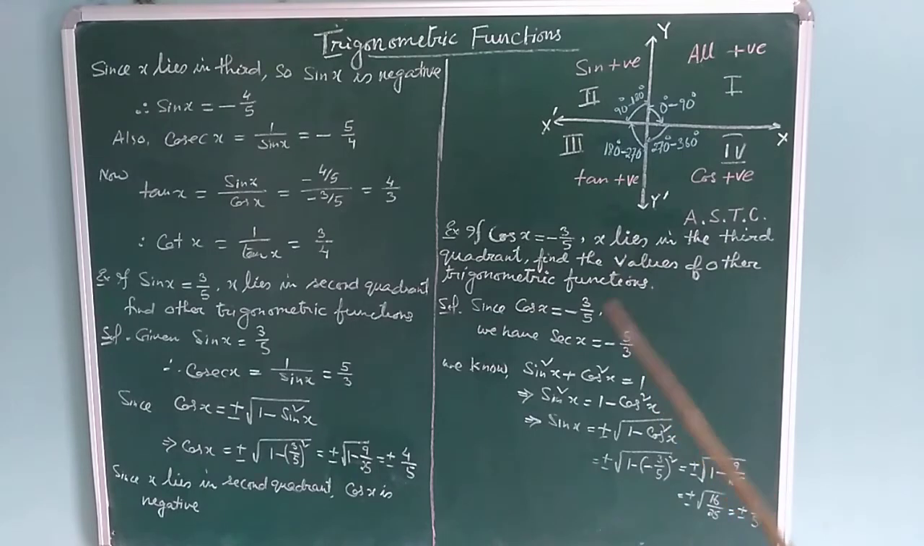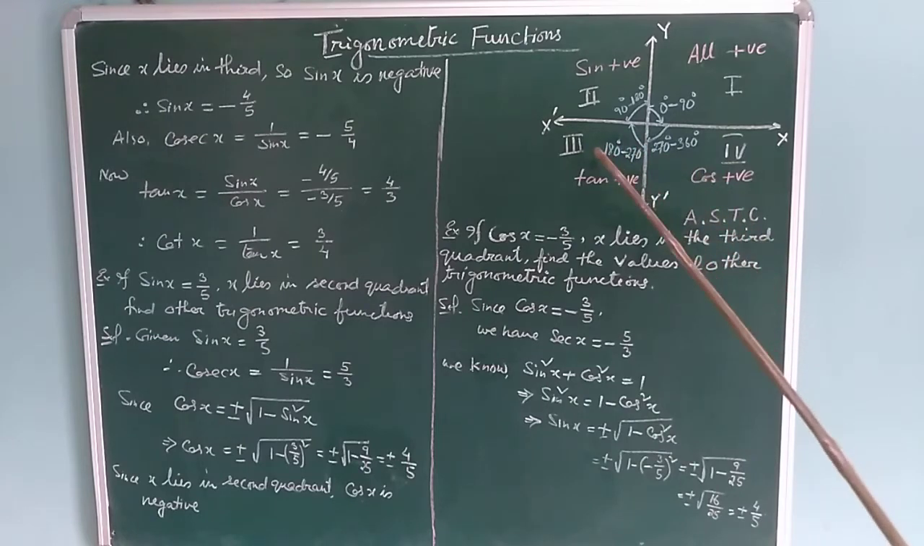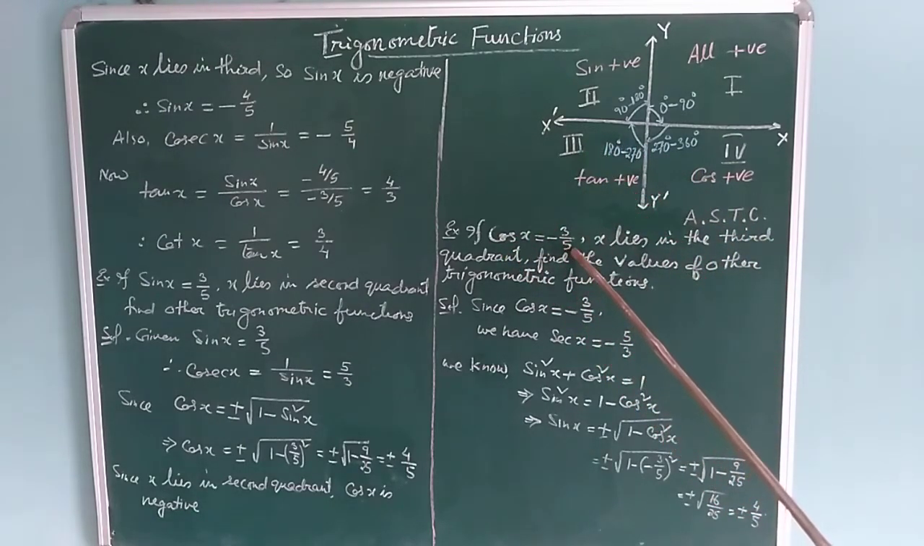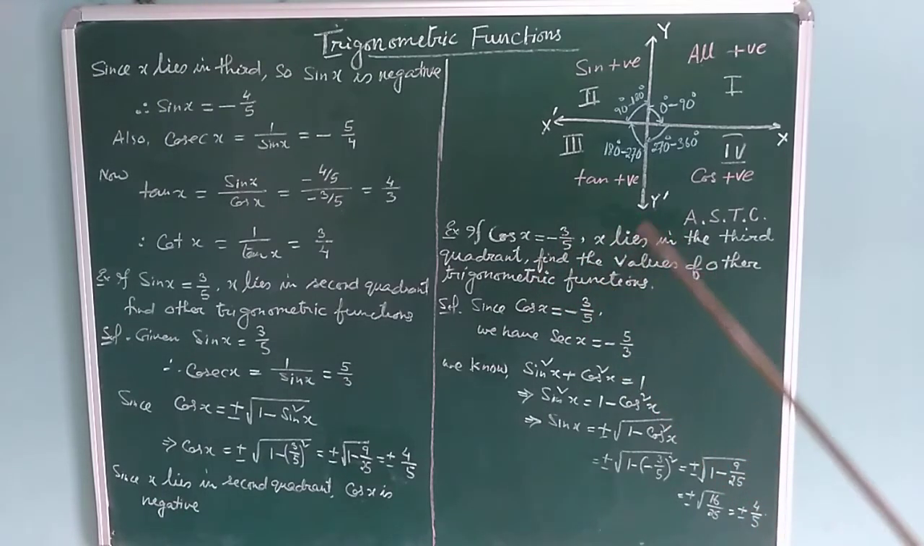Suppose we have to find the sign of tan 300 degree. So 300 degree lies in fourth quadrant. Okay, so in fourth quadrant tan is always negative. So tan 300 degree is negative. So based on this principle we find some trigonometric ratios of this type, that if cos x is given as minus 3/5, okay, so x lies in the third quadrant. So x is here in the third quadrant, that's why cos x is given as minus 3/5. Then we have to find the other trigonometric ratios.